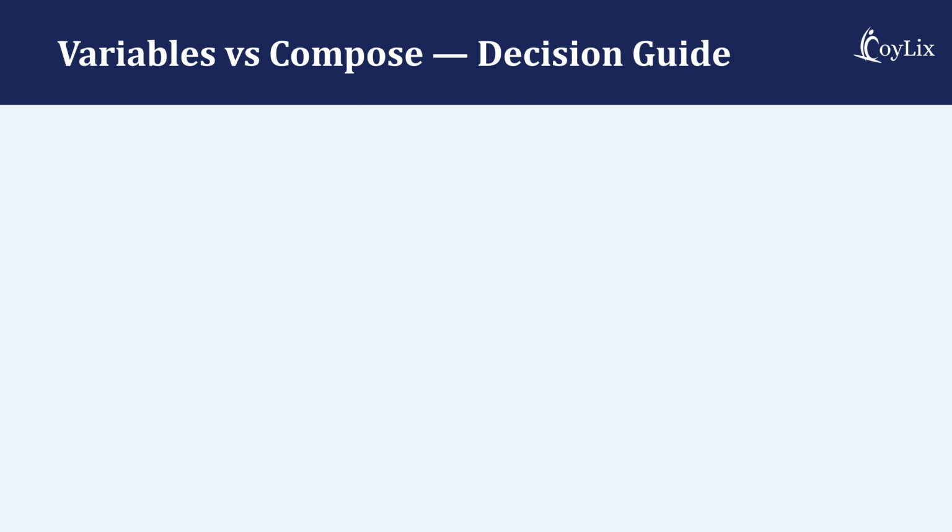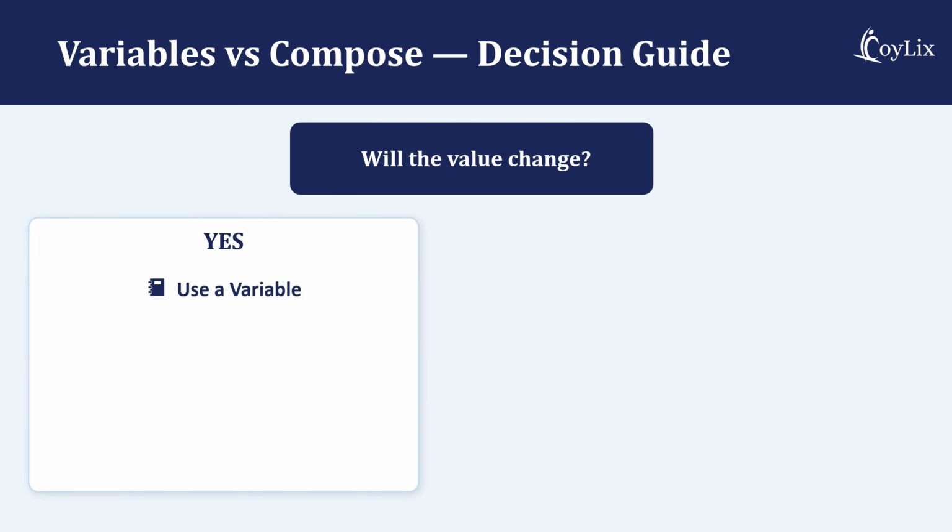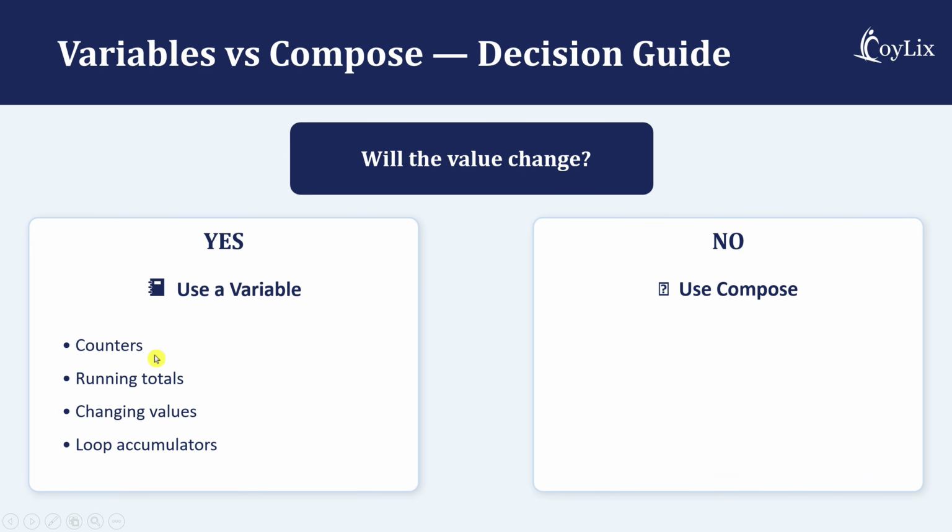So which one should you use? The answer is simple. Ask yourself one question. Will this value change during the flow? If the answer is yes, use a variable. If the answer is no, use compose. For example, counters, running totals, and values that change over time are good candidates for variables. But if you need just a one-time calculation or a value that stays the same, compose is usually the better choice.